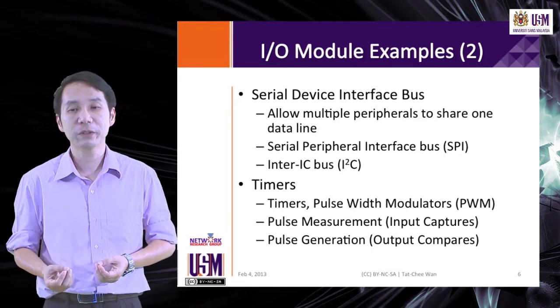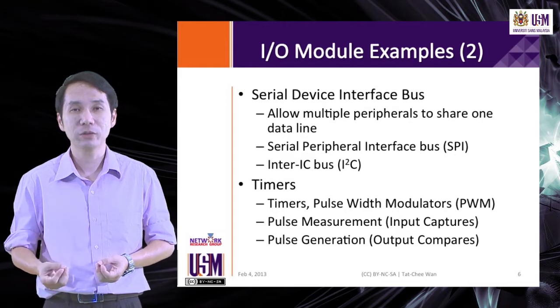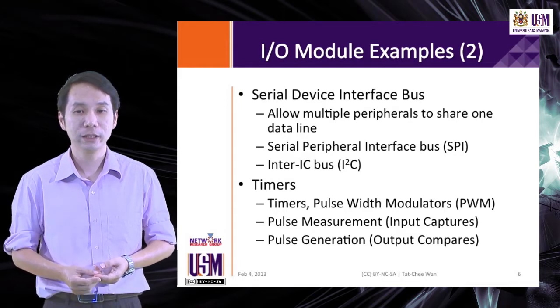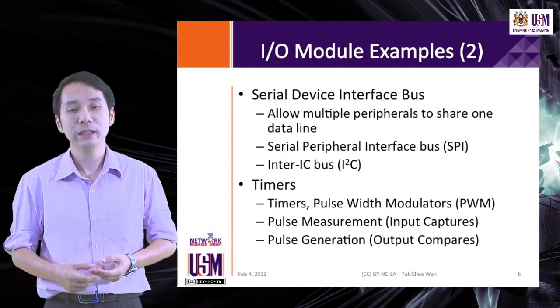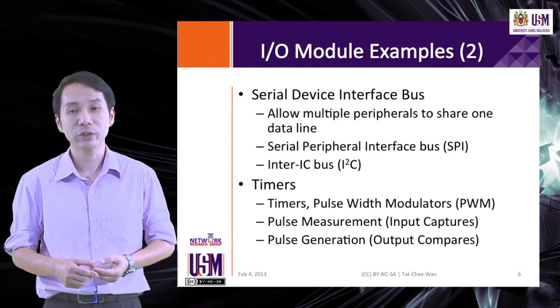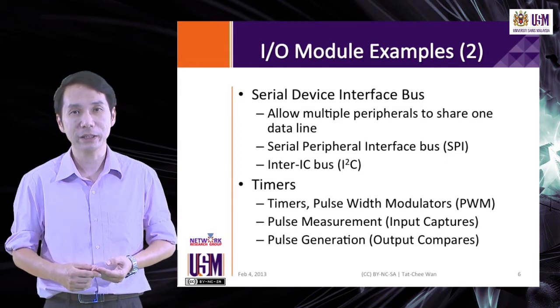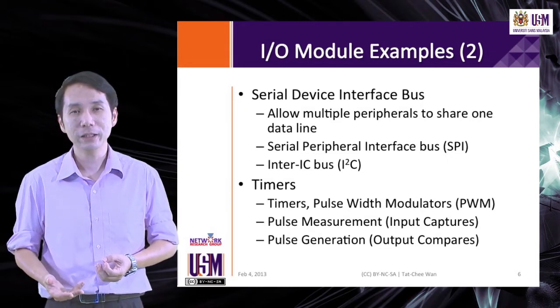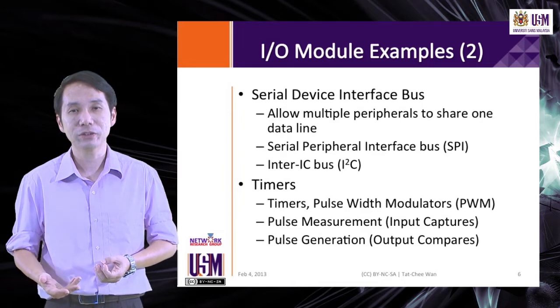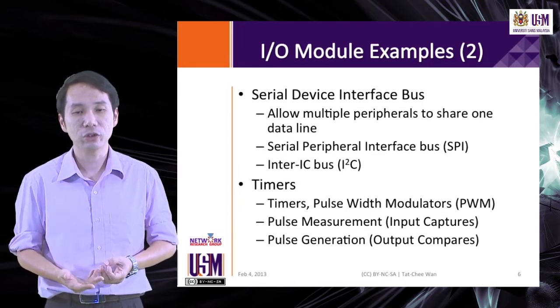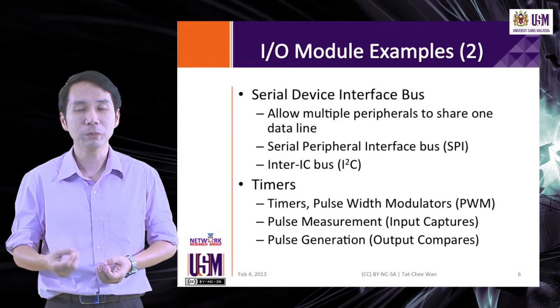This allows multiple peripherals to share one data line to be connected to the microcontroller. Examples of these include the Serial Peripheral Interface Bus or SPI Bus, as well as the Inter-IC Bus or I2C bus. Finally, we have timers. Timers are used to trigger events in the microcontroller. Timers and pulse width modulators are often found in a microcontroller peripheral I/O block.